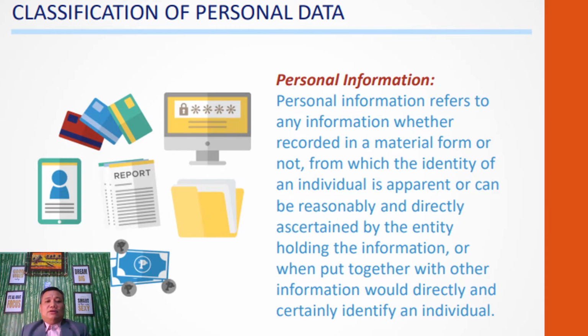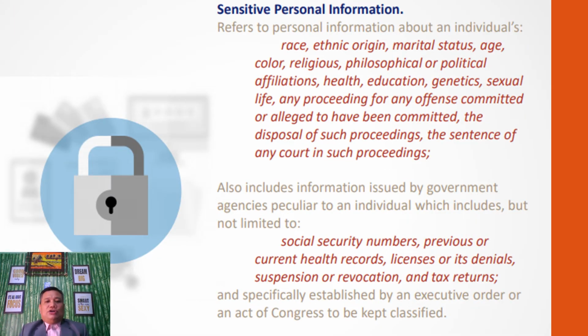Classification of personal data. Personal information refers to any information, whether recorded in a material form or not, from which the identity of an individual is apparent or can be reasonably and directly ascertained by the entity holding the information, or when put together with other information would directly and certainly identify an individual. That is personal information.